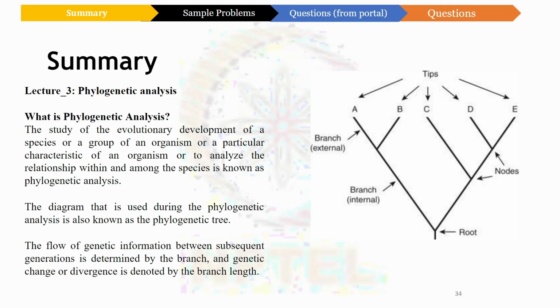Next we have a root. The root of a phylogenetic tree represents the common ancestor of all the organisms or sequences included in the analysis. It is usually placed at the bottom of the tree and represents the oldest point in evolutionary history. Then we have tips, or the other name for these tips is terminal nodes. These tips or terminal nodes represent the extant or observed organisms or sequences in the analysis. Each tip corresponds to a specific species, individual organism, or sequence being studied.